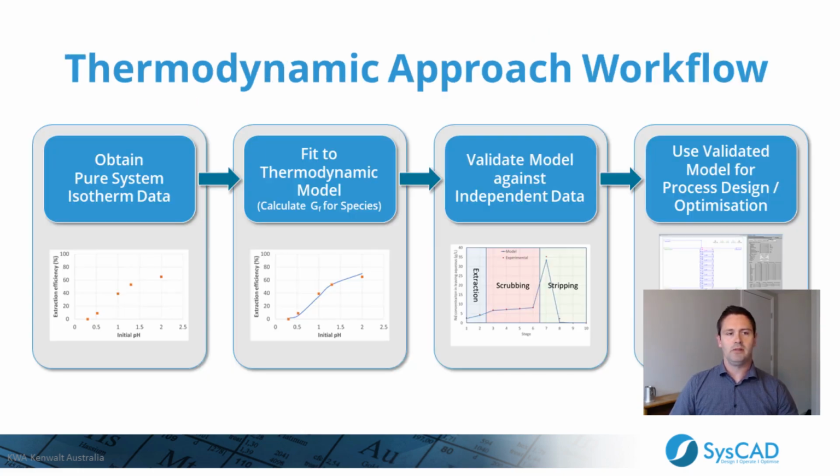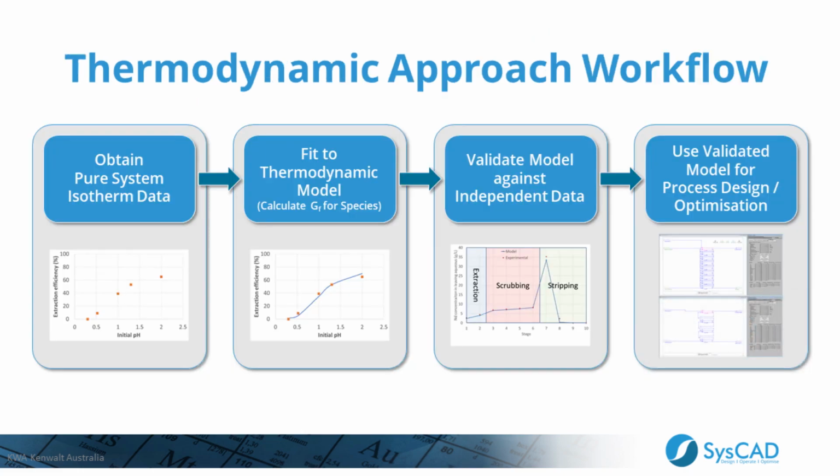So the workflow we're going to be looking at today, we're going to start with obtaining a pure system isotherm. We're then going to fit that to a thermodynamic model to calculate the GF for the species, the free energy of formation. We're going to validate that model against independent data, and then we're going to use the validated model for process design and optimization. Now, I want to acknowledge that the data for this assessment came from the work of Lyon et al., who published a paper in 2017 based on some work that was done at the US Department of Energy.